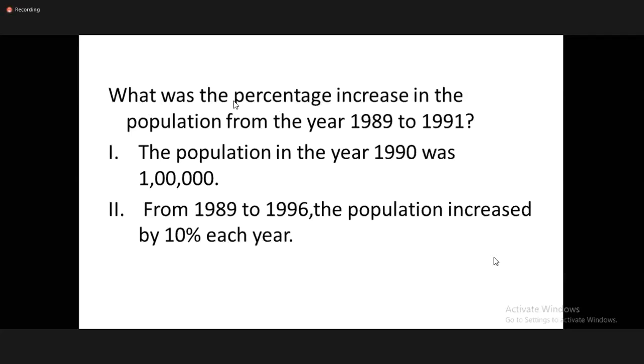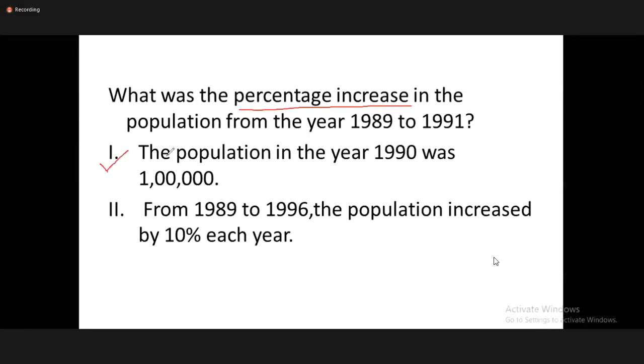The question: what was the percentage increase in the population from the year 1989 to 1991? See, you want just a percentage, you don't want a number. Is that clear, everybody? You want only a percentage increase. So look at statement 1 alone: the population in the year 1990 was 1 lakh. Can you answer by using statement 1 alone?